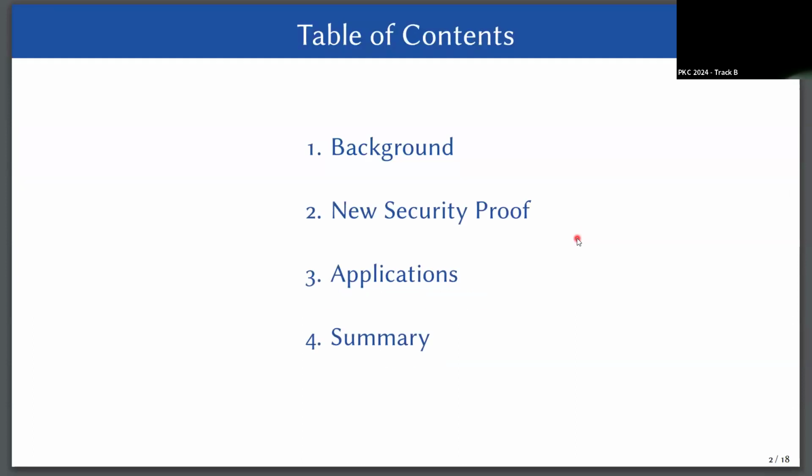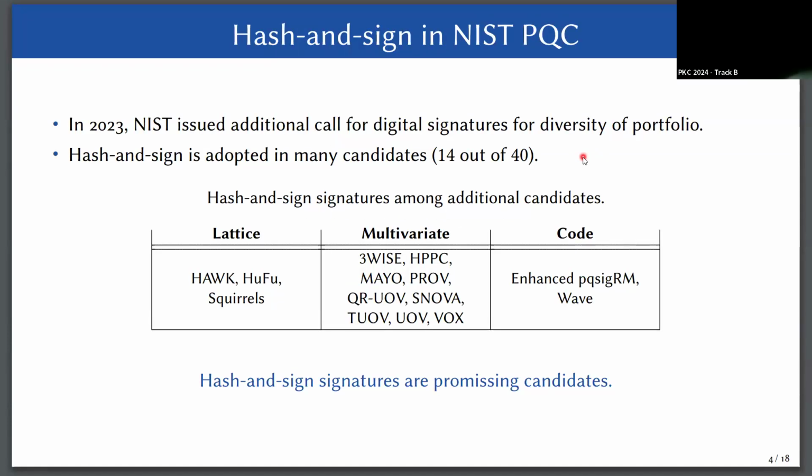Here's the table of contents, and I'm going to start from the background. The NIST PKC standardization is ongoing, and last year NIST issued an additional call for digital signatures to improve the diversity of the portfolio. For this goal, many schemes have been proposed. Among them, Hash&Sign is adopted in many schemes. Hash&Sign is one of the popular and general frameworks to build signatures, along with Fiat-Shamir. Actually, 14 out of 40 candidates adopt Hash&Sign.